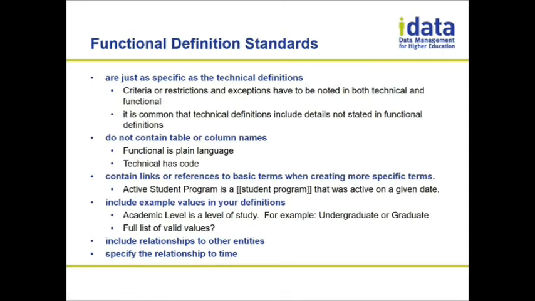The functional definition should be as specific as possible. And we've already mentioned it shouldn't contain column names, and they should have the links. They should include example values if you can. So if there's a full list of values, you can put that in the quality attributes, but you want to have sample data or examples of it where it helps. If there's relationships to other entities, other definitions, you can now specify the relationship to time.